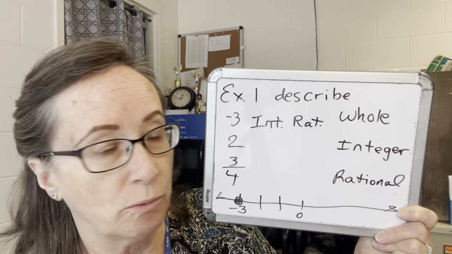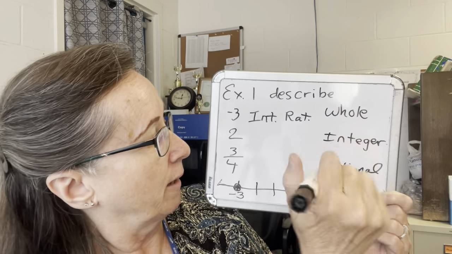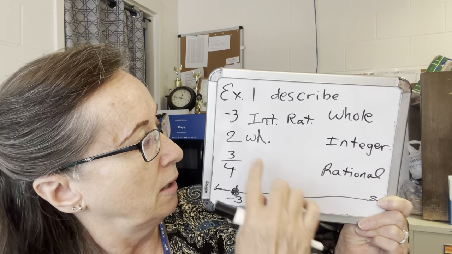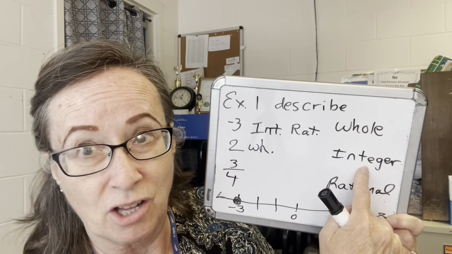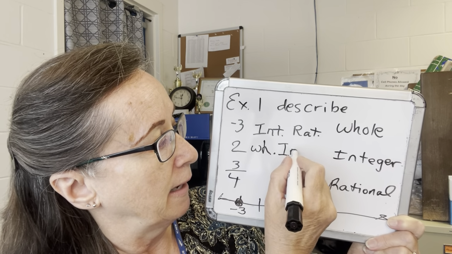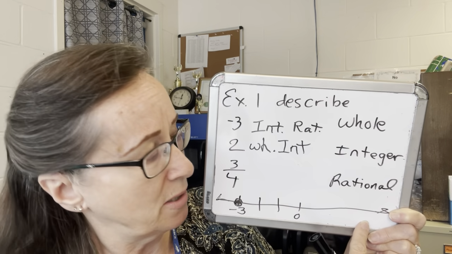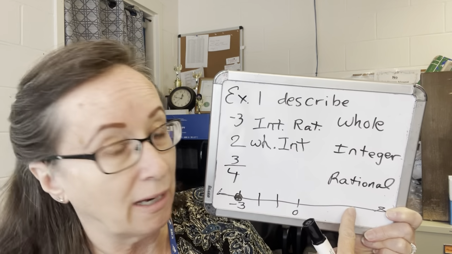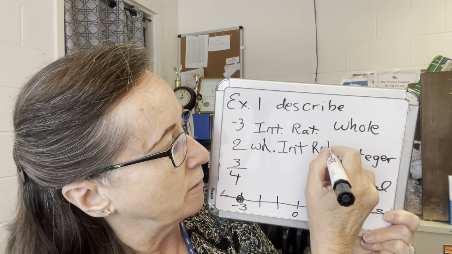Now, what about 2? 2 is a whole number. Okay, so we'll say 2 is whole. We'll just put WH for whole. 2 is an integer. All whole numbers are also integers. So we'll say integer. And all integers are also rational numbers because all I have to do is put a 1 underneath any integer and it is a fraction. So we will also put rational.